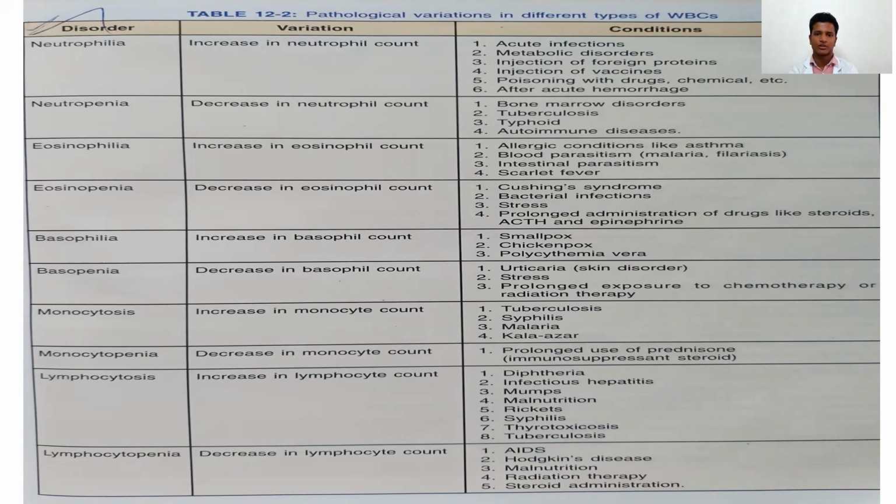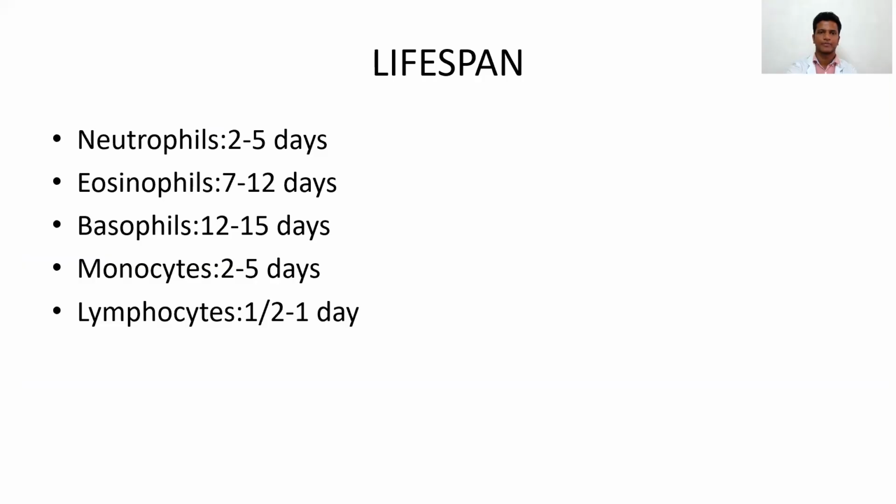Monocytosis, increase in monocyte count, is seen in tuberculosis, syphilis, malaria, and cholera. Monocytopenia, decrease in monocyte count, is seen in prolonged use of prednisone. Lymphocytosis, increase in lymphocyte count, is seen in diphtheria, infectious hepatitis, mumps, malnutrition, rickets, syphilis, thyrotoxicosis, and tuberculosis. Lymphocytopenia, which is the decrease in lymphocyte count, is commonly seen in AIDS, Hodgkin disease, malnutrition, radiation therapy, and steroid administration.